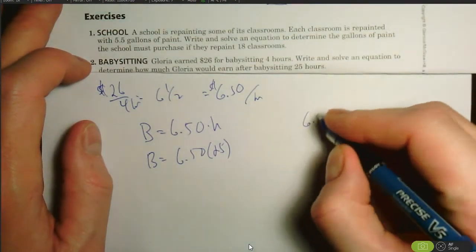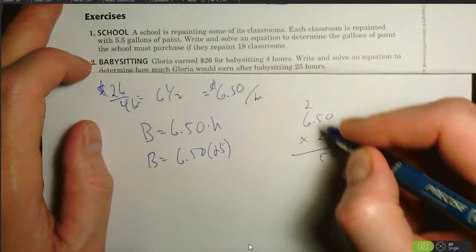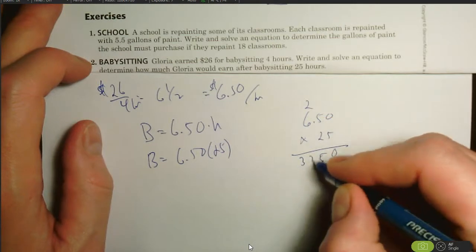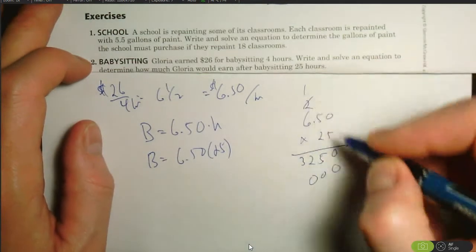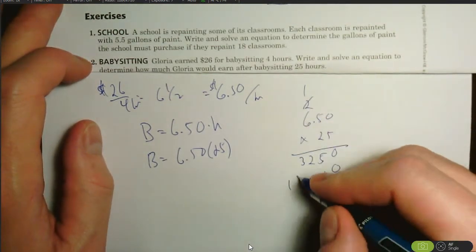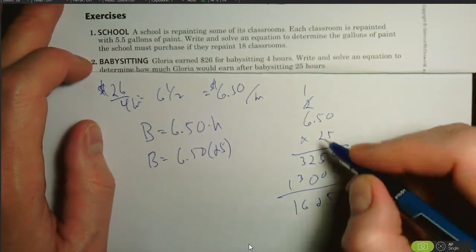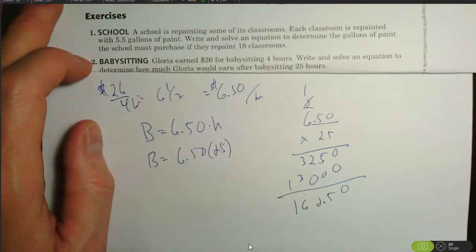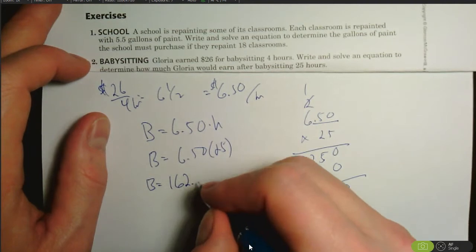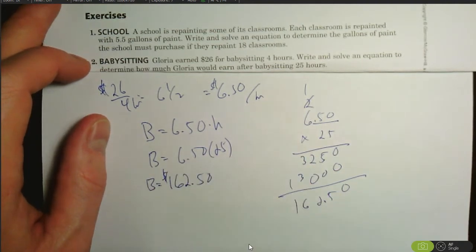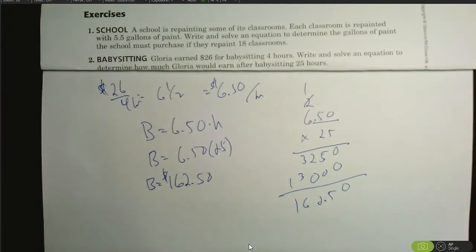So 6.50 times 25, 5 times 0 is 0, 5 times 5 is 25, 5 times 6 is 30, add the 2. Drop the 0, 2 times 0 is 0, 2 times 5 is 10, carry the 1, 2 times 6 is 12, add the 1, 13. So 0, 5, 2, 6, 1, and there were 2 decimal places here, so 2 decimal places here. So if she babysits 25 hours, she can expect to make $162.50. There we go. And that's really all we need to look at for this section. So hopefully this helps.